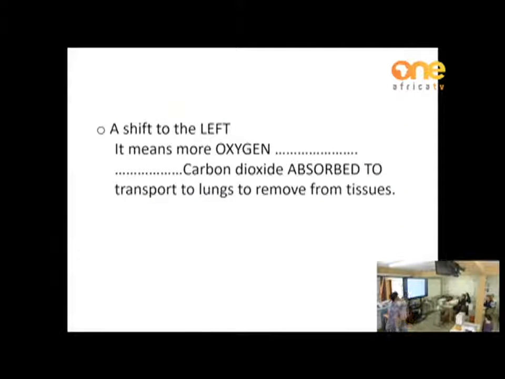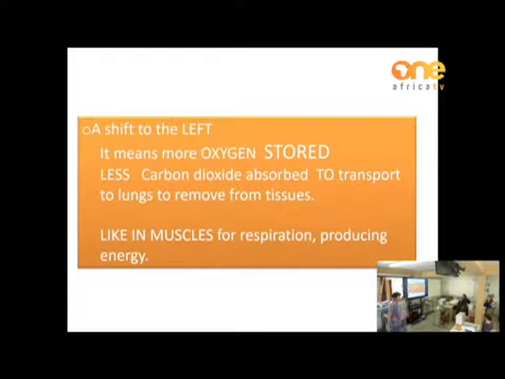A shift to the left. It means more oxygen absorbed. Okay. A shift to the left means, and you do not have it in your text, but they want you to see the opposite. If you know the one part, a shift to the left means more oxygen stored, less carbon dioxide absorbed to transport to the lungs and to remove it from the tissue.